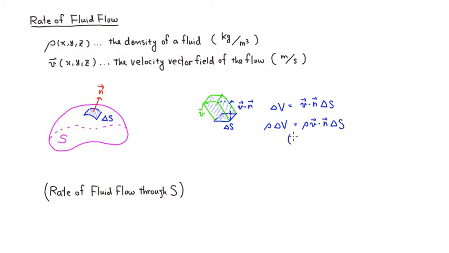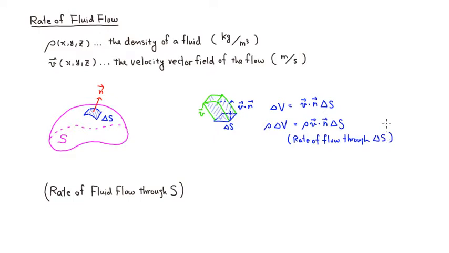Maybe I should write it. This is the rate of flow through this little piece of surface delta S.